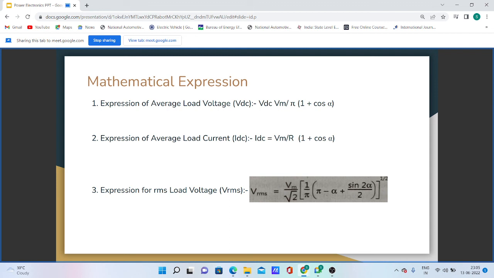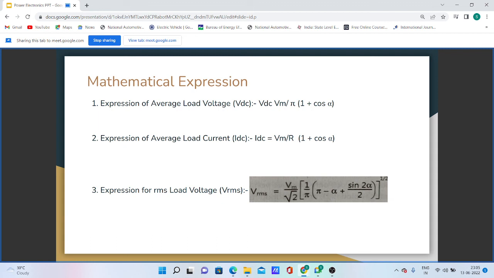So now we will discuss the mathematical expressions. First expression is average load voltage VDC. VDC is equal to Vm by pi in bracket 1 plus cos alpha. The next expression is for average load current, that is IDC. IDC is equal to Vm by pi R, 1 plus cos alpha.